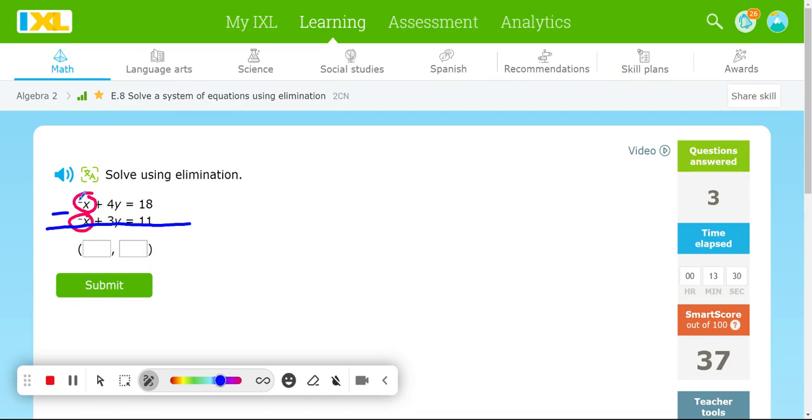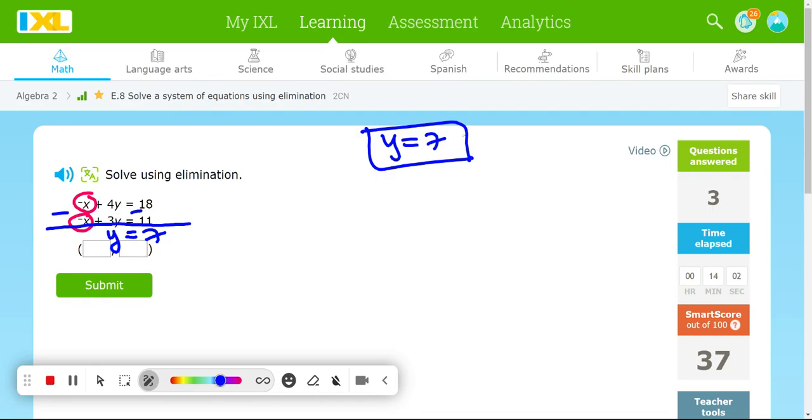So now, subtract x, and then you subtract negative x, so that's gone. 4y subtract 3y, do not forget it. If you forget, then you're going to add. 4y subtract 3y becomes 1y. On the right side, make sure you also subtract: 18 subtract 11 becomes 7. You see that? So y equals 7. You come out with the answer for one unknown.